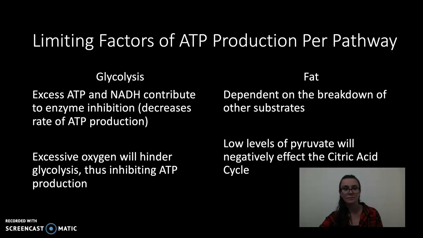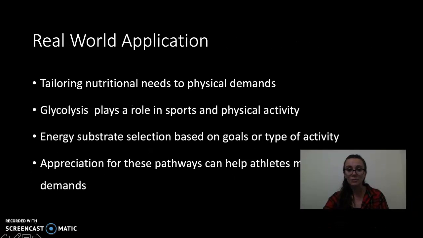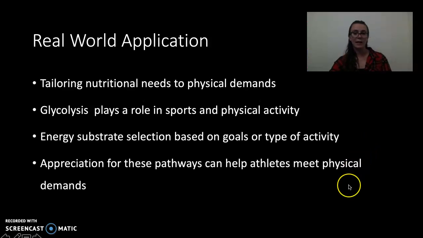And then as far as real-world application, I think it's really important, as the top bullet point mentions, that we're able to tailor nutritional needs to physical demands. However, we can't have exclusive reliance on that. Glycolysis certainly does play a role across many types of physical activities, and across nearly all sports. I would say all sports. But the energy substrate selection should be based on the goals or type of activities someone might want to do.